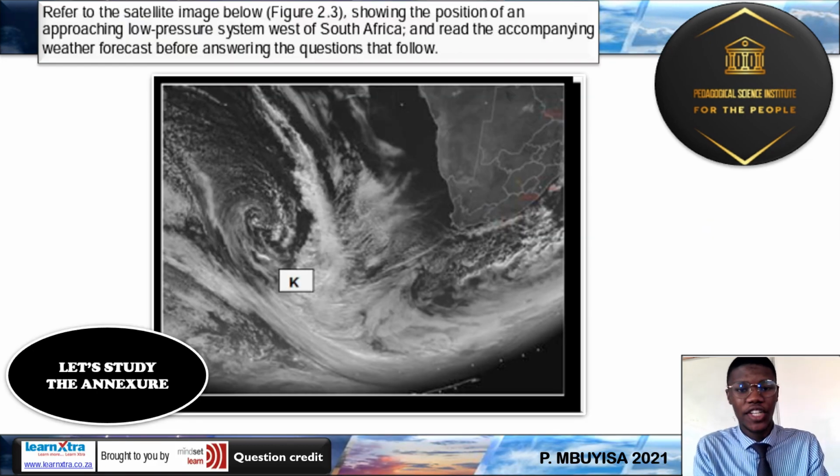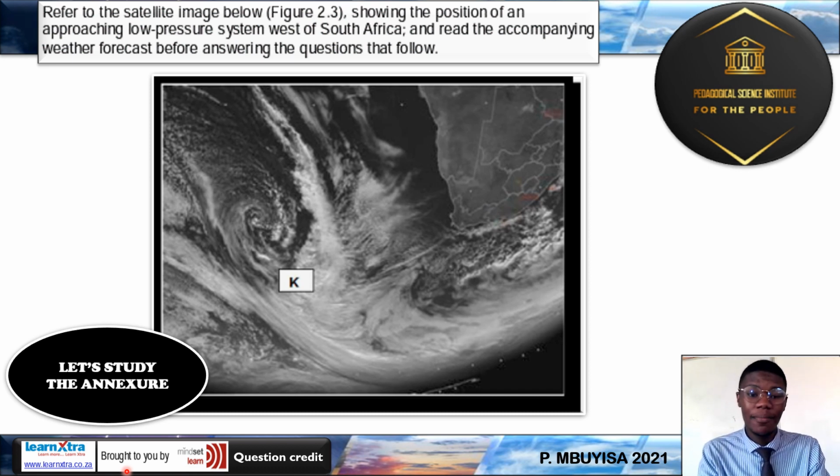Let's look at the last question. The last question wants you to answer questions related to satellite images. Satellite imagery. So it says here, refer to the satellite image below, figure 2.3, showing the position of an approaching low pressure system west of South Africa. Read the accompanying weather forecast before answering the questions that follow. So this question has two sets of features or things that we need to study in the annexure.